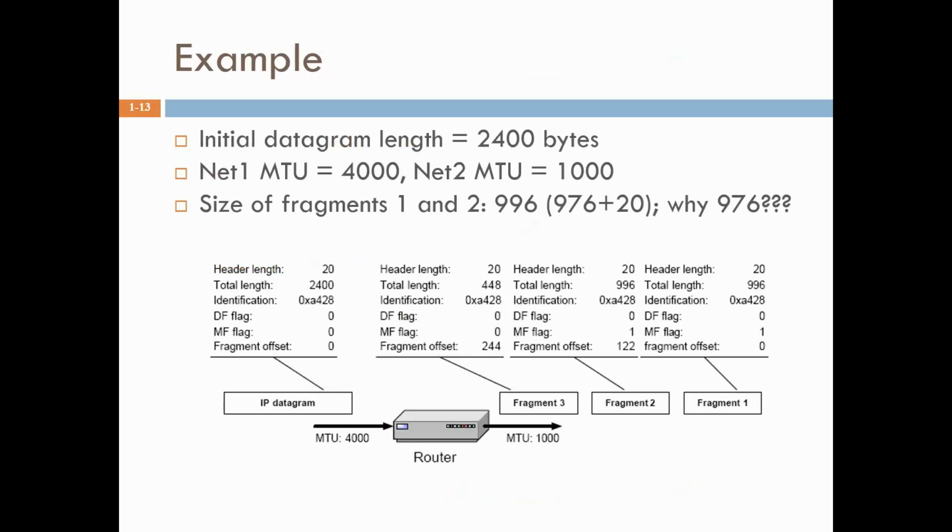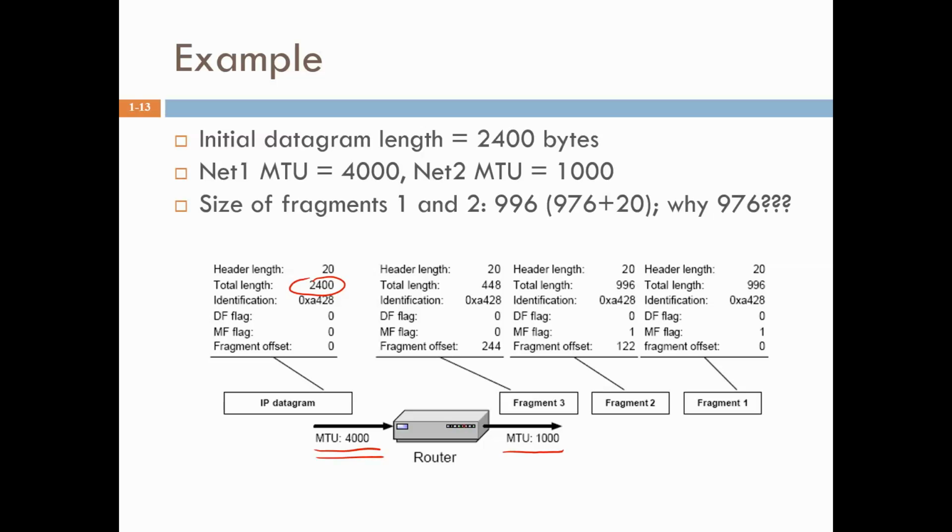What would happen in this scenario? Let's say you have a router. The router receives a packet that has a size of 2400 bytes, including a 20 byte header. And the MTU, the maximum transmission unit size over the link at which the packet is received, is 4000, as we see here. However, the router needs to output the packet on a link that has MTU 1000. So the router receives the packet over a link that has MTU 4000 and wishes to output the packet on a link that has MTU only 1000.